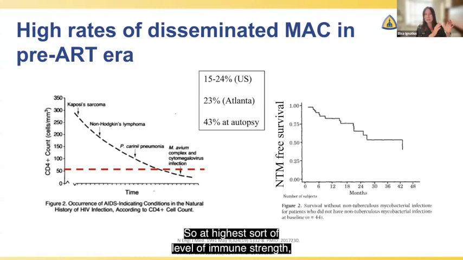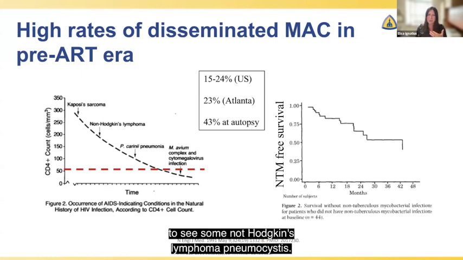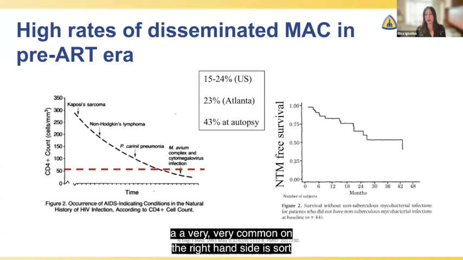So at the highest level of immune strength, Kaposi sarcoma was something that was seen. As the immune system declined, you'd start to see some non-Hodgkin's lymphoma, pneumocystis, and then once the T cells dropped below 50, that was the general threshold, you started to see these real opportunistic infections like Mycobacterium avium complex and cytomegalovirus infection become very, very common.